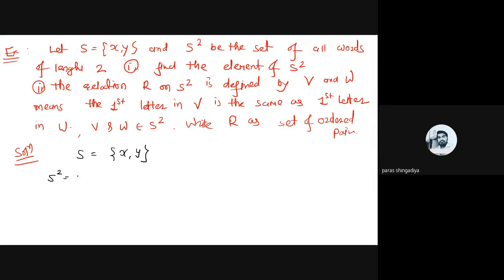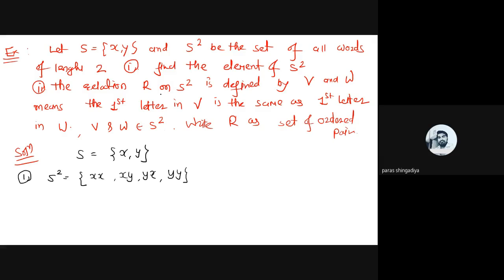So S square will be x, x, that is one word I can consider of length 2. Then x, y I can consider, then y, x I can consider, which is also length 2, and then y, y is a word of S, that is called S square, and it is a word of length 2. And here is the solution of the first one, find the elements of S square. So these are the elements of S square.